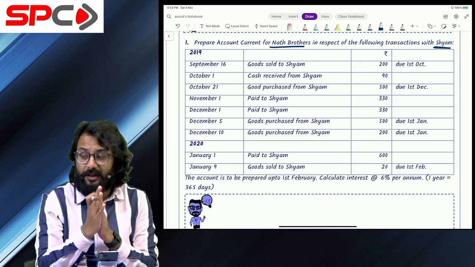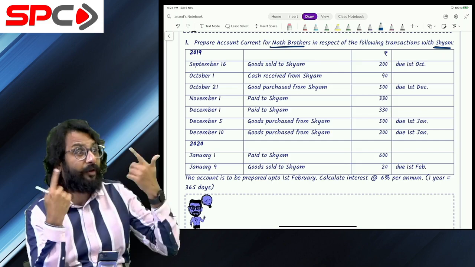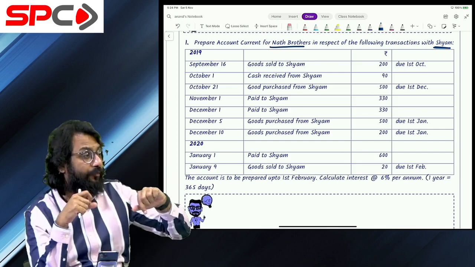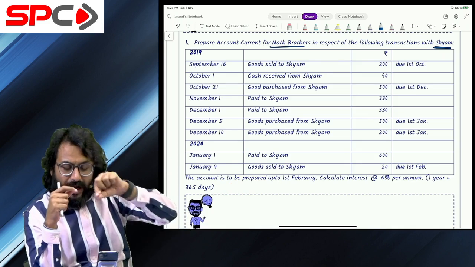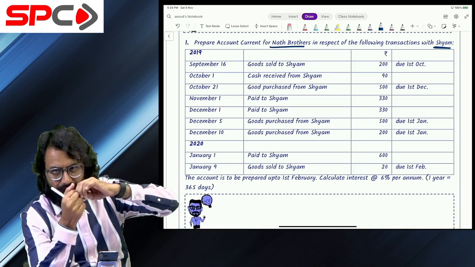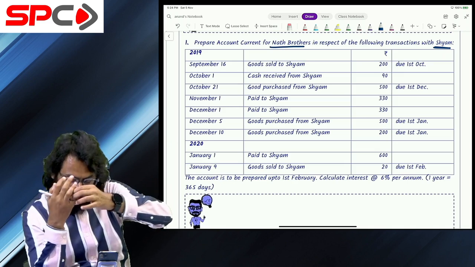First you need to understand who is preparing the account. We have to think from his point of view. So how do we understand for whom this is done? It's very simple. Prepare account current for Nath Brothers, in respect of the following transaction with Sham.